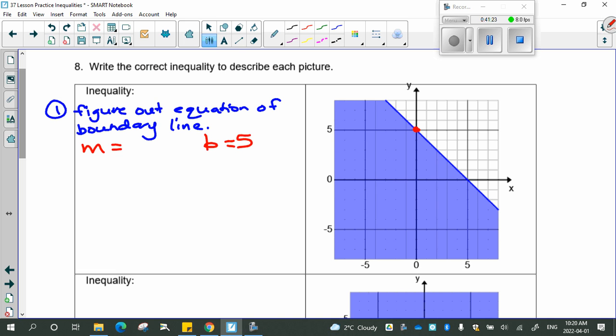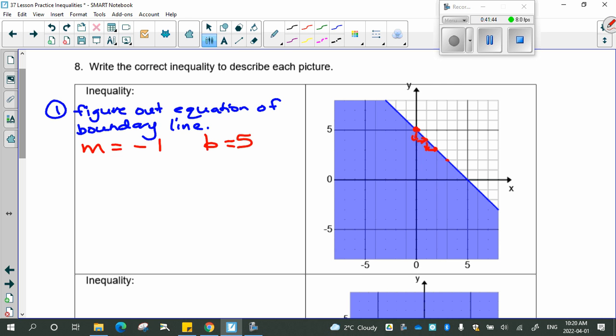And now we have to figure out our slope. Okay, so I find another point that's on a corner, and I'm going down 1, right 1, down 1, right 1. So what does that mean my slope is? 1 over 1 or 1? Negative 1 over that because I'm going down, but yes, negative 1.